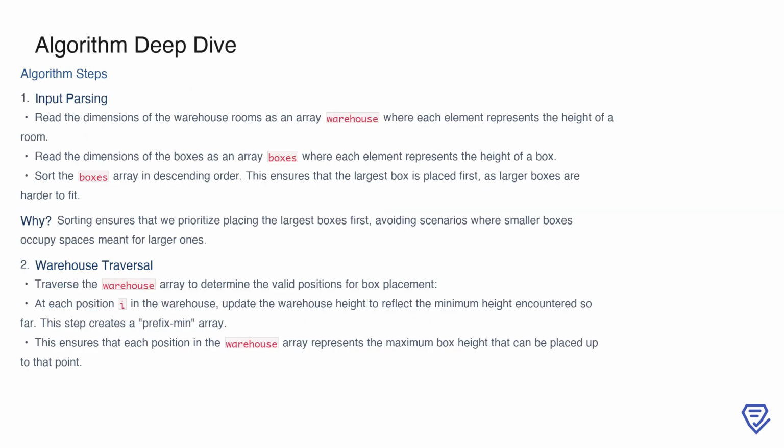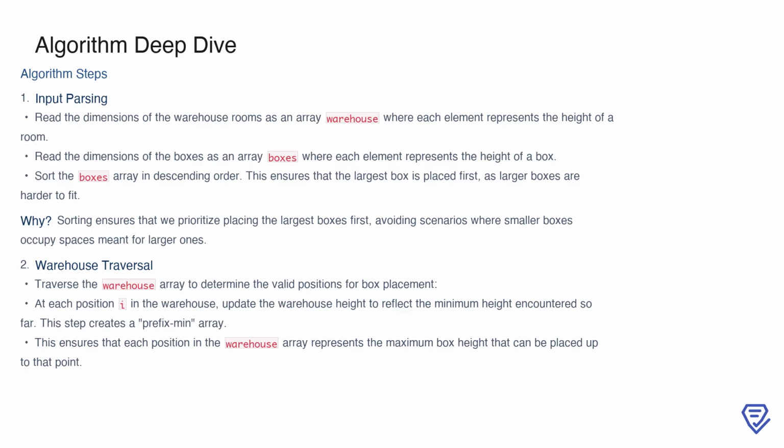To solve the problem of placing boxes into the warehouse efficiently, we begin by parsing the input. The warehouse array represents the heights of rooms in the warehouse, while the boxes array represents the heights of the boxes. A critical first step is to sort the boxes array in descending order. This ensures that the largest boxes are considered first. Prioritizing larger boxes helps avoid situations where smaller boxes occupy space that could only accommodate a larger box, making the solution more efficient.